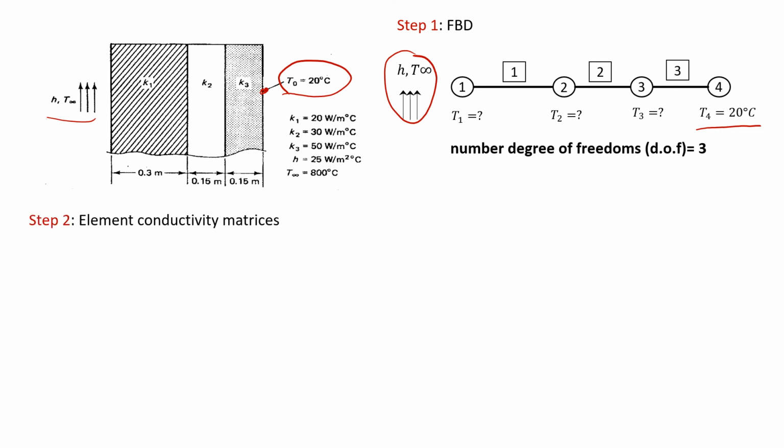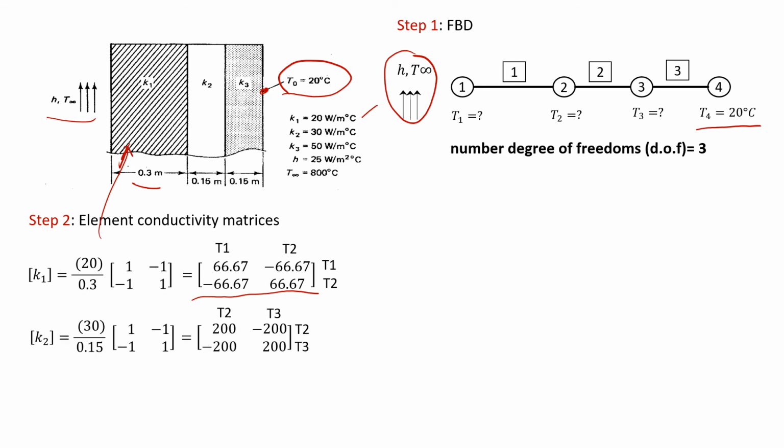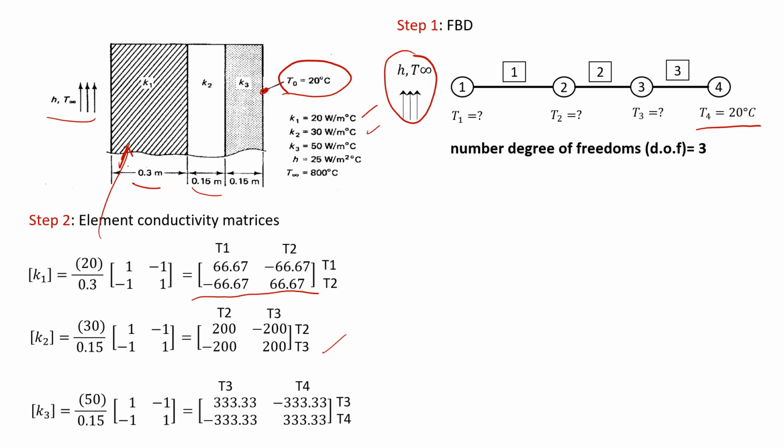The second step is to determine the element conductivity matrix for each element. So for element 1, which corresponds to the first material, or the first wall, K1 is equal to 20 watt per meter Celsius, and the length is 0.3. By substituting these values, we obtain the K matrix for the first wall, or first element. Second element, referring to this figure, K2 is equal to 30, L is equal to 0.15. Then we obtain the K matrix for element 2 as shown in this slide. And the last one, by referring to this figure, K3 is equal to 50, L3 is equal to 0.15. And we obtain the K matrix for element 3 as shown in this figure.